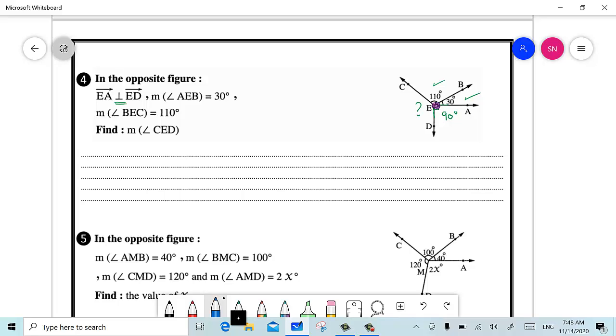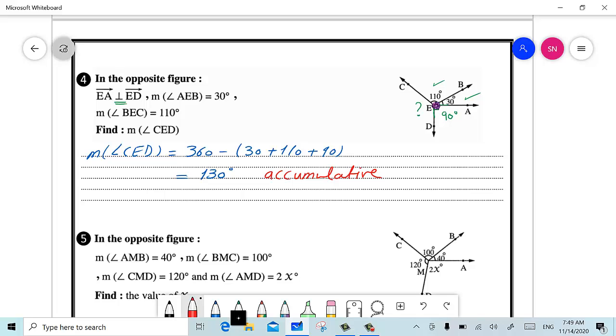Having the three angles and only the fourth is missing, the measure of angle CED is equal to 360 minus (30 plus 110 plus 90), and I will have an angle equal to 130 degrees. And don't forget to write the reason: they are accumulative angles.